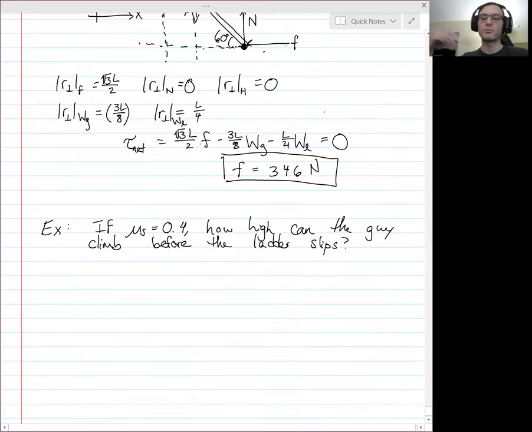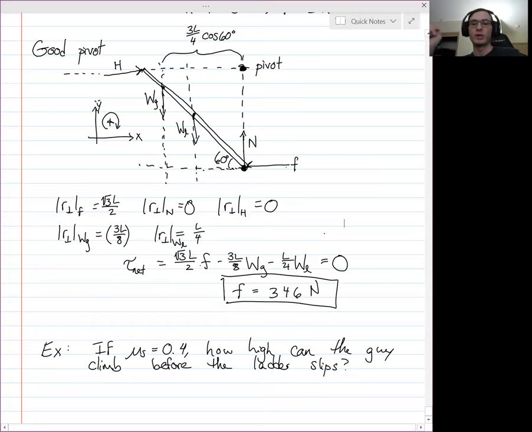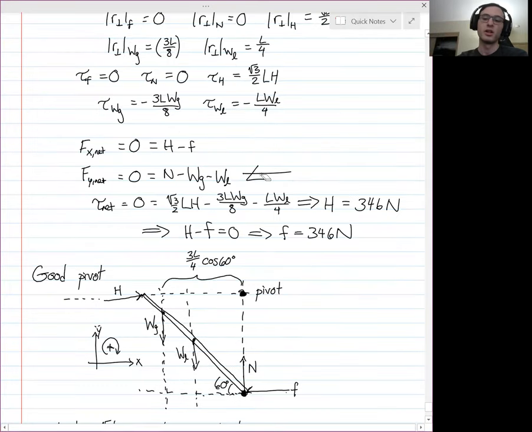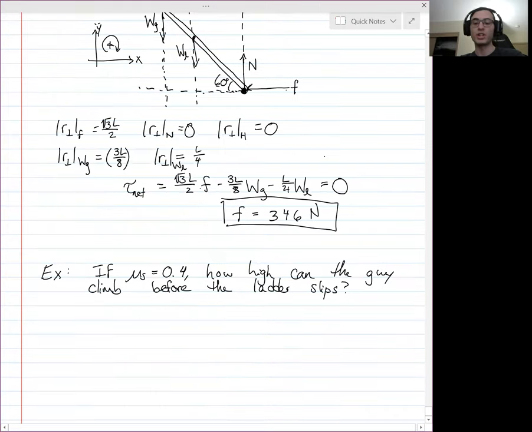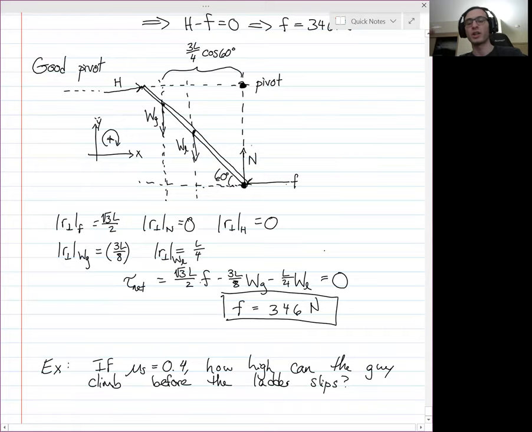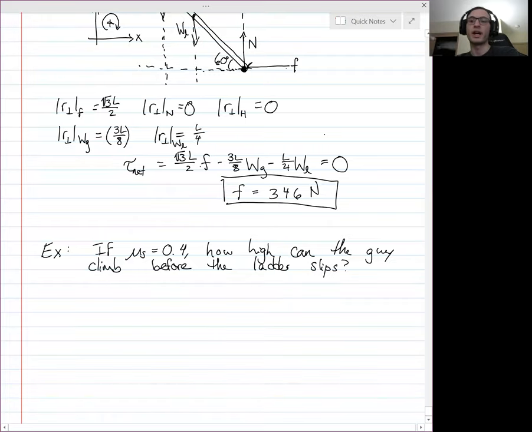So the point I was making is, if the ladder slips, it's no longer in static equilibrium. The reason for that is because that means that the net force and the net torques aren't zero. So this question basically amounts to relating the maximum frictional force to the normal force, which you could calculate. In fact, we could have calculated it here. And then you could relate the position along the ladder as a variable and solve for that. So there you would have something like F equals 0.4N.